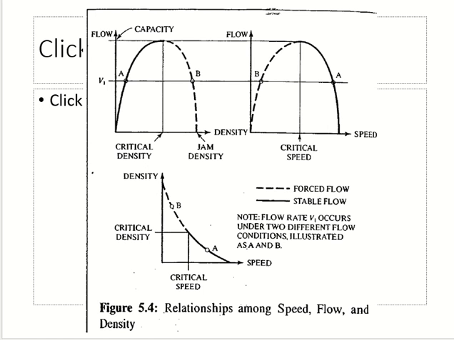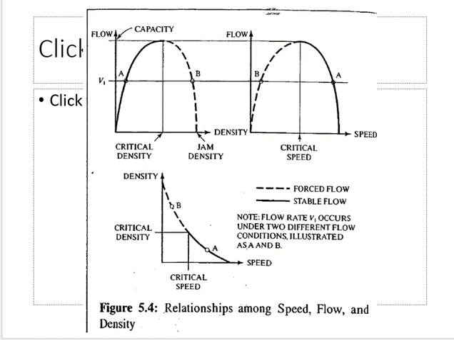Clear? Okay. Now in these two graphs, the top two graphs, you will see the terms critical density and critical speed, right? When do we reach critical density? At the maximum point. When the flow is maximum, the capacity. When you reach capacity, the speed at that point is critical speed, and the density at that point is critical density. Clear? Okay?